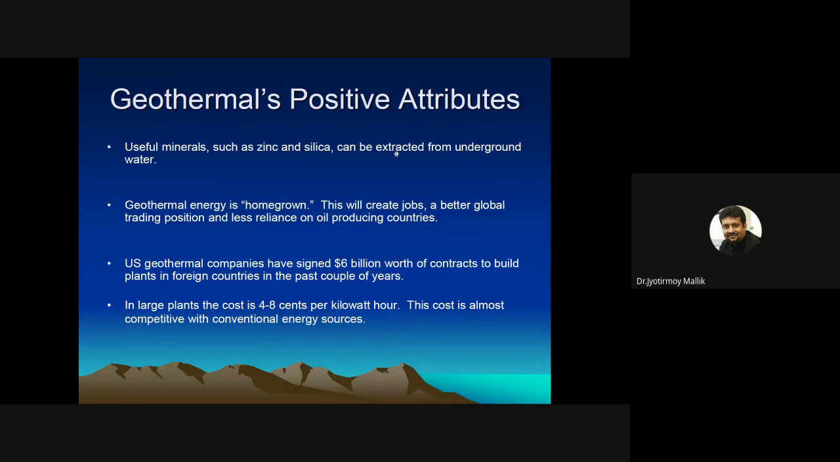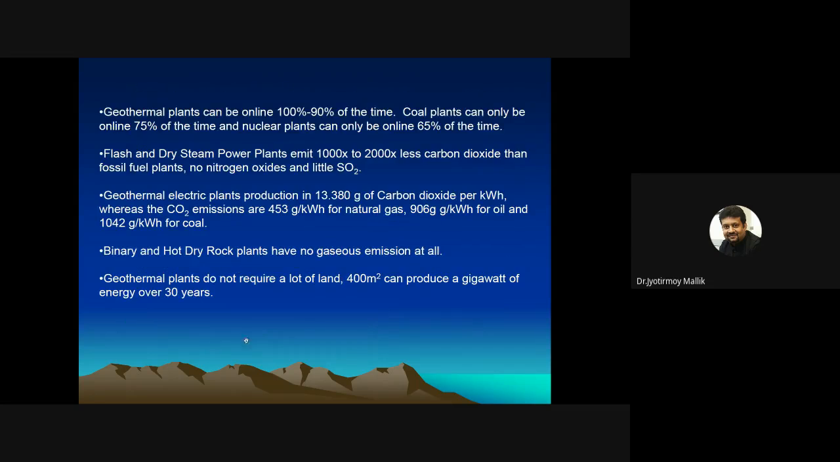Now, what are the positive attributes? Useful minerals such as zinc and silica can be extracted from the underground water as a byproduct. Geothermal energy is homegrown. This would create jobs, a better global trading position, and less reliance on oil producing countries. US geothermal companies have signed 6 billion worth of contracts to build plants in foreign countries in the past couple of years. In large plants, it costs 4 to 8 cents per kilowatt hour. The cost is almost competitive with conventional energy resources.